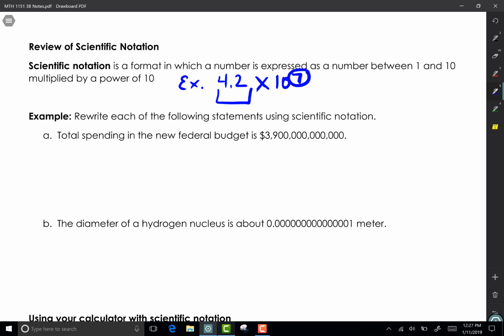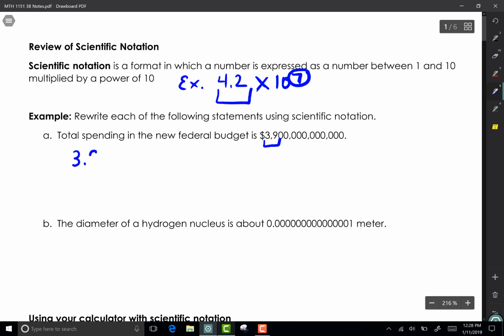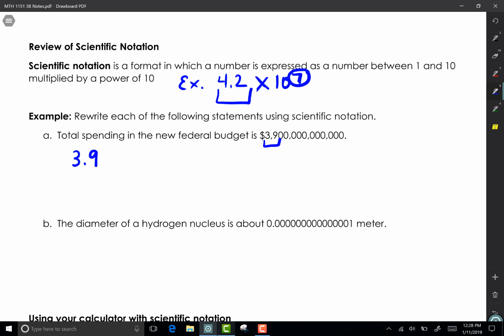So in the first example, it says rewrite each of the following statements using scientific notation. In part A, it says the total spending in the new federal budget is $3 trillion, $900 billion. So we are going to write this in scientific notation. I want the first number out in front to be a number between 1 and 10, so I'm going to rewrite it as 3.9. I don't want to write it as 39 because that's not between 1 and 10, and I don't want to write it as 0.39 because that would be less than 1. It has to be between 1 and 10.